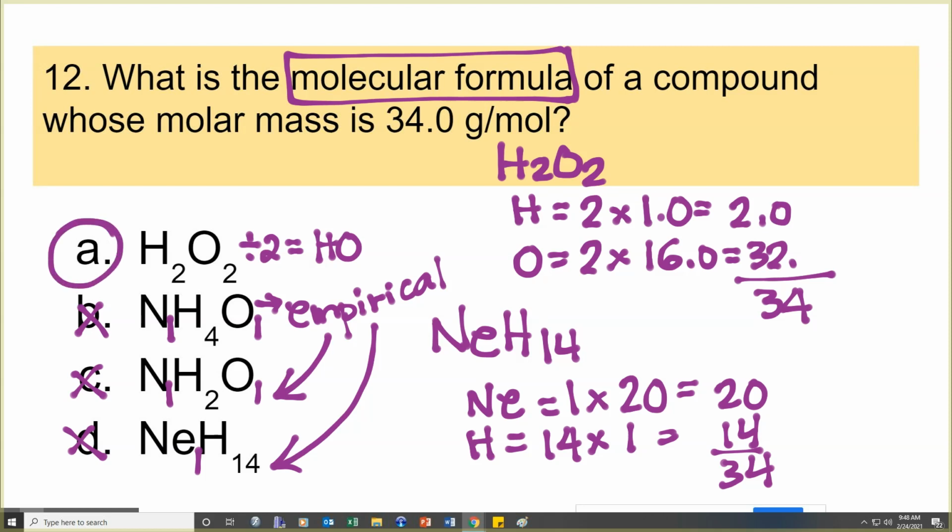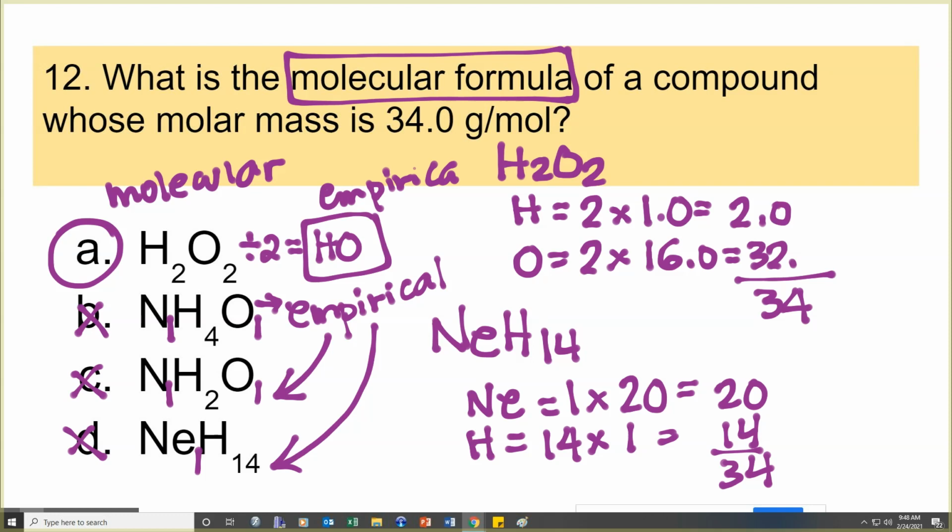Because again, H2O2 is a molecular formula, right? And its empirical formula, HO. This is your empirical formula right here. Okay? All right. That's number 12. Okay? That's number 12 right there.